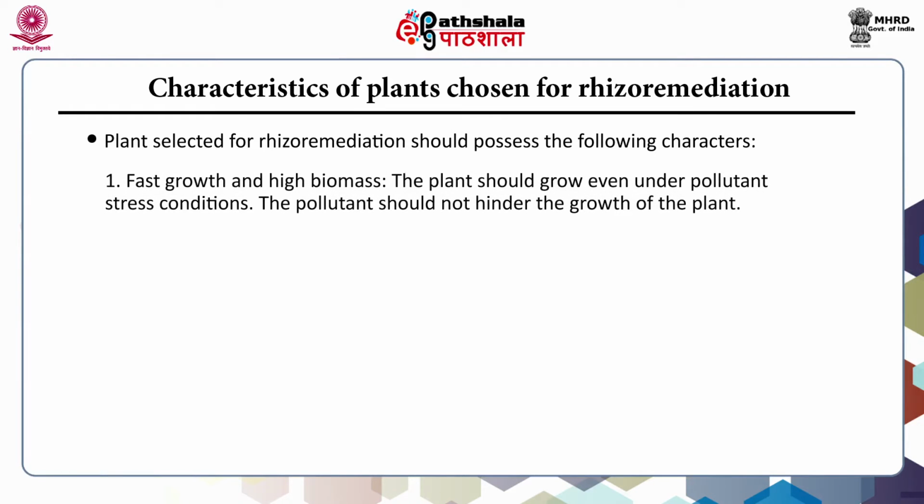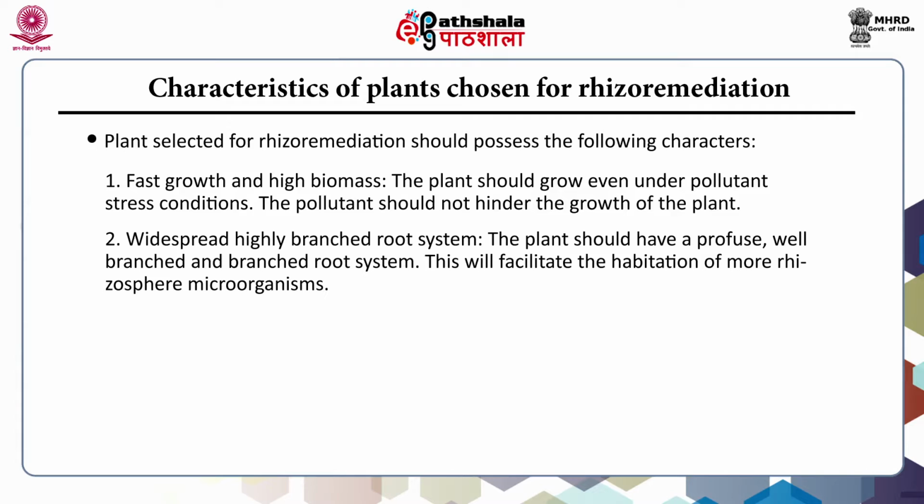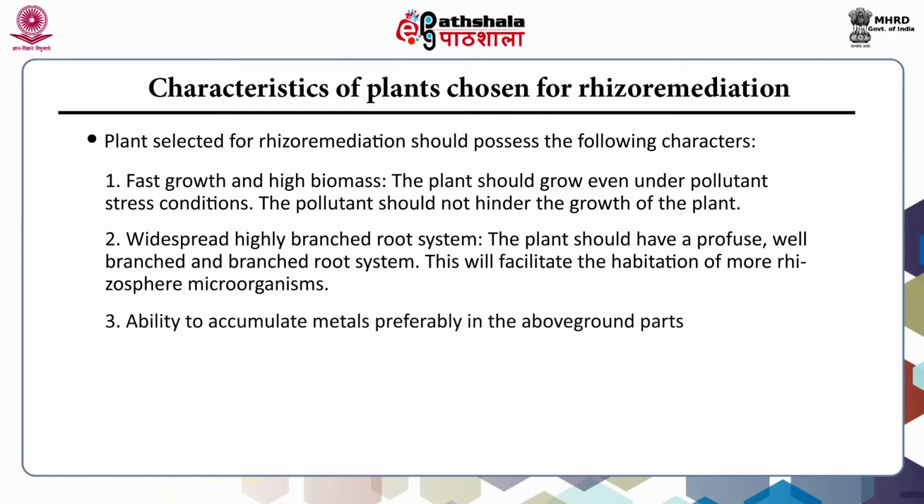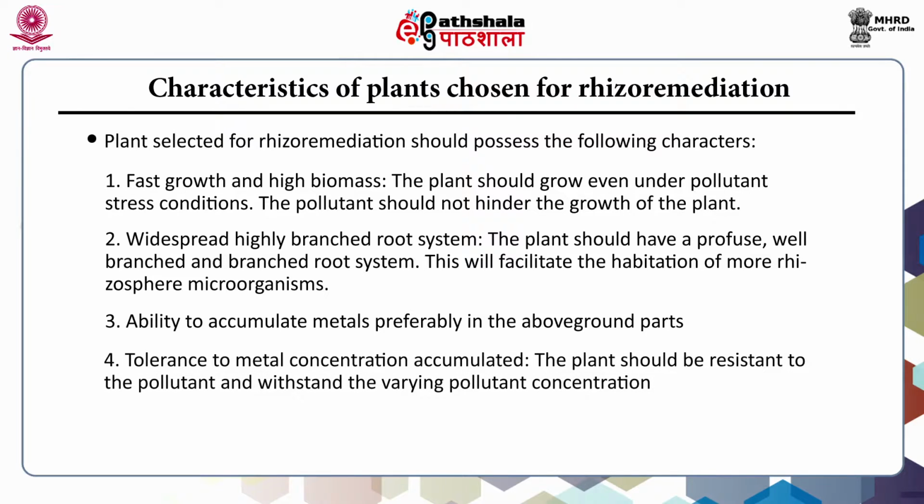One, they should be fast growing and they should have high biomass. They should grow even under pollutant stress condition. They should not hinder the growth of plant. They should have a very highly branched profuse root system. They should facilitate the growth of more rhizospheric organisms, and they should possess an ability to accumulate metals in the above ground parts. Also, they should tolerate metal and accumulate them.